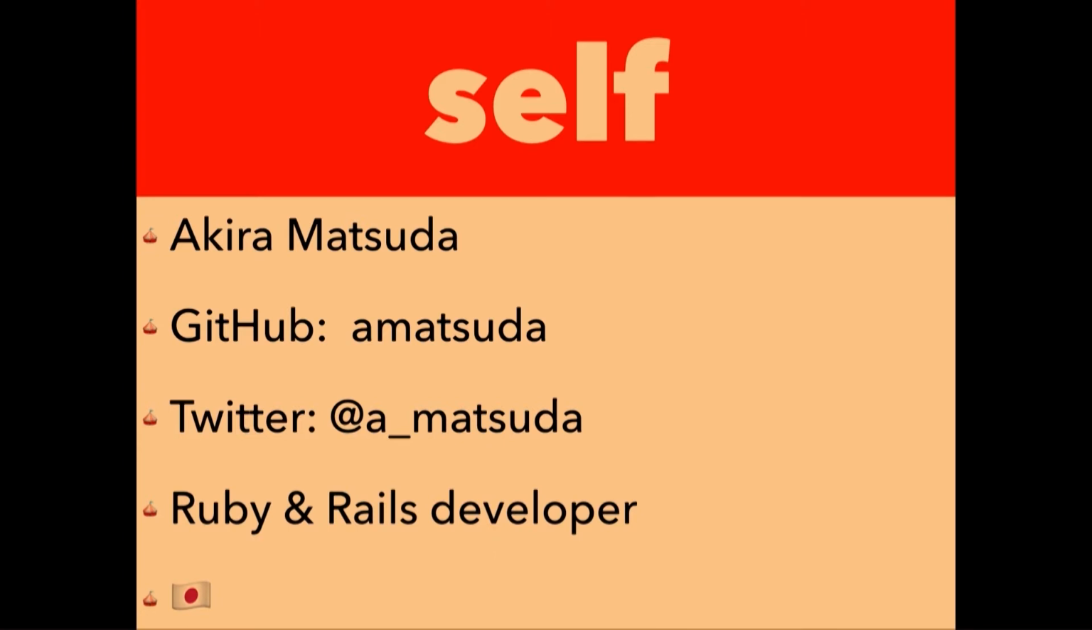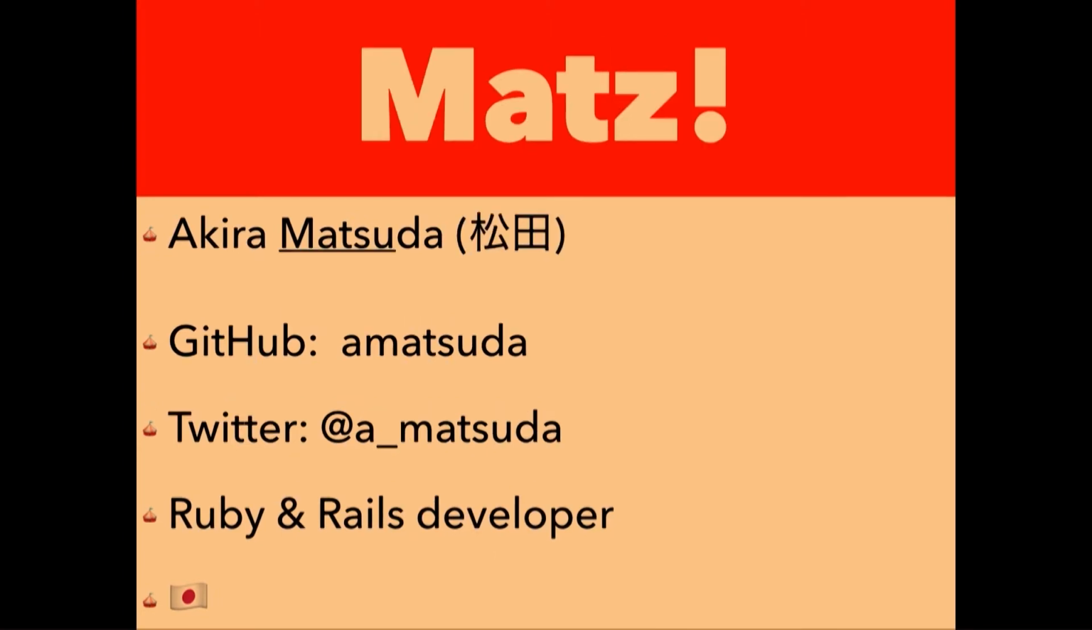As I think Steve introduced, this is my name in Japanese. So actually, I'm yet another Matz in the Ruby team. So I'm Matz. No, I'm Akira, and these are my accounts on internet. I'm Matsuda. I develop Ruby and Rails. I'm a committer of Ruby and Rails, and I'm from Japan.